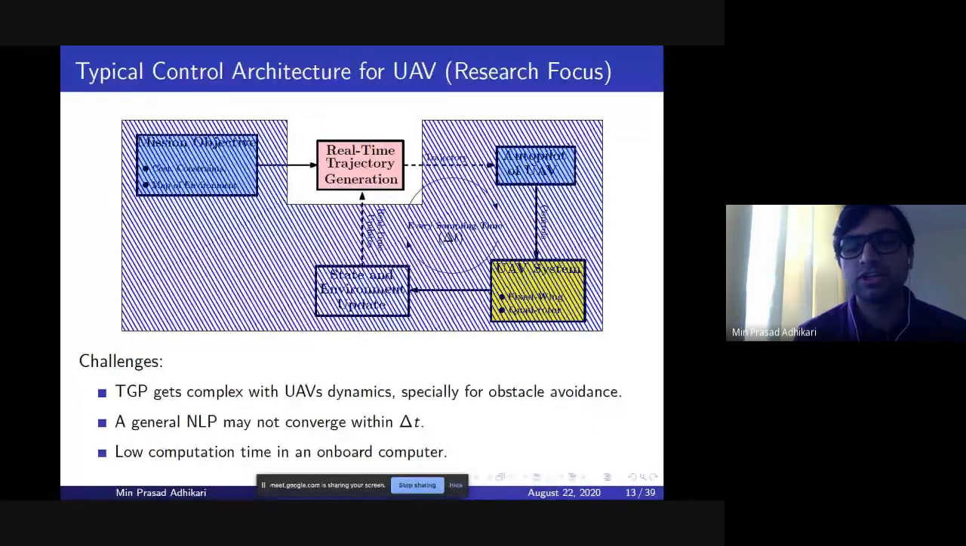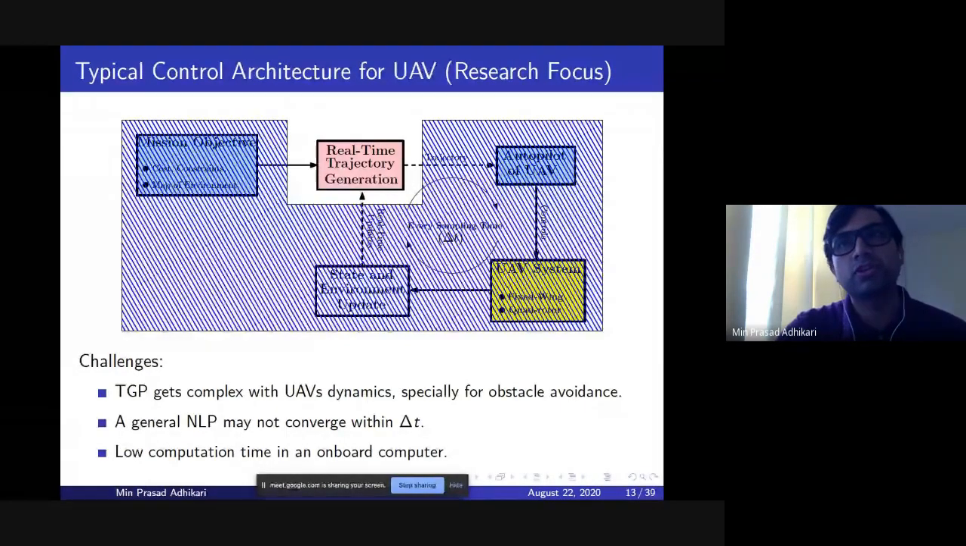And generally, we use nonlinear programming algorithms to solve this trajectory generation problem. And there is no guarantee of convergence within the sampling time. If you use general solvers, there is no guarantee that you can solve within a given amount of time, so you have to take a different approach, like customizing a lot of other things. But we need low computation time, and that has to happen on board computers, not the big-end computers and the rest.